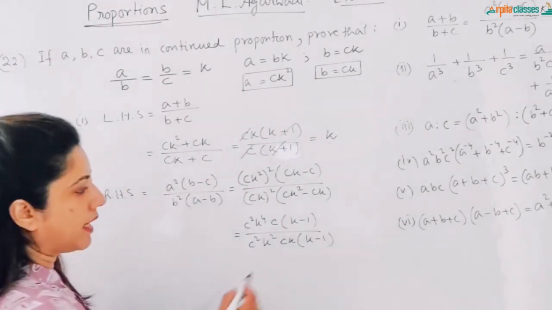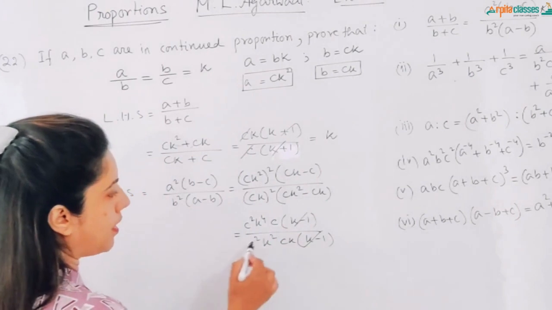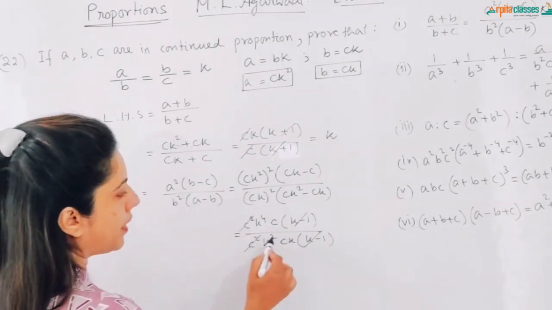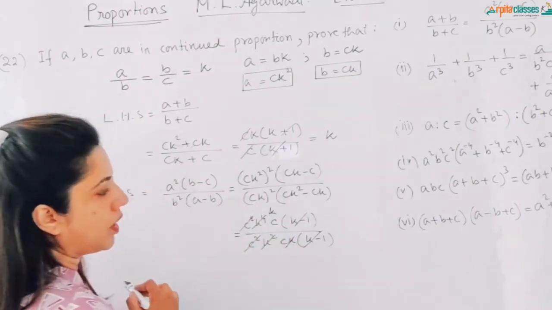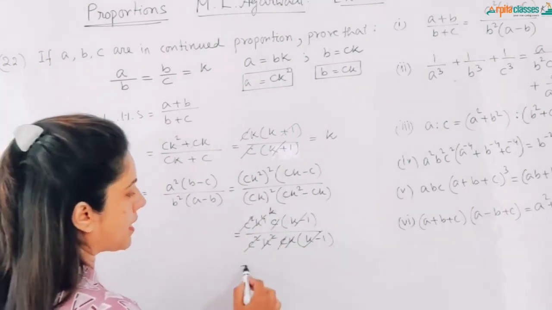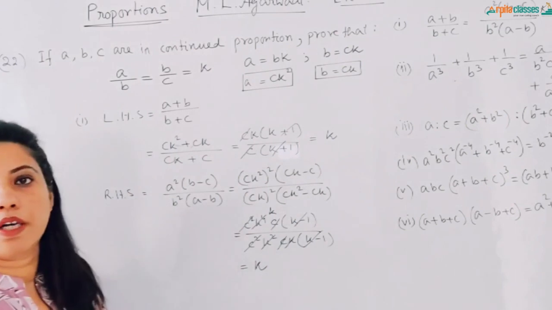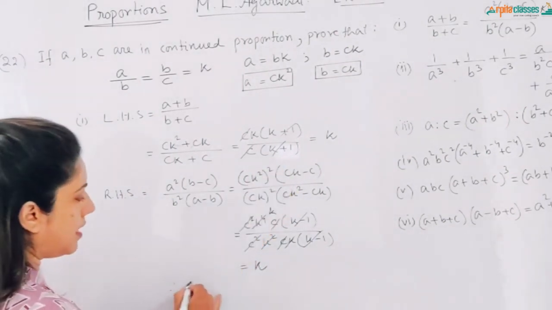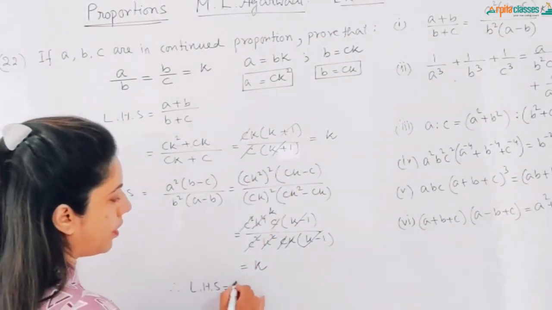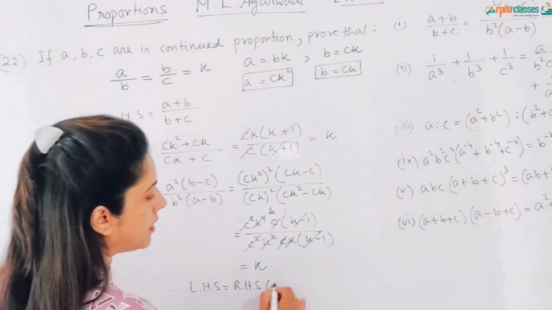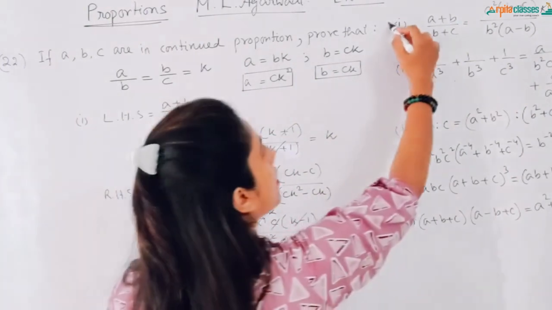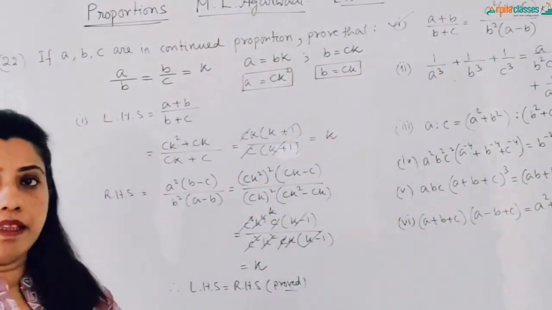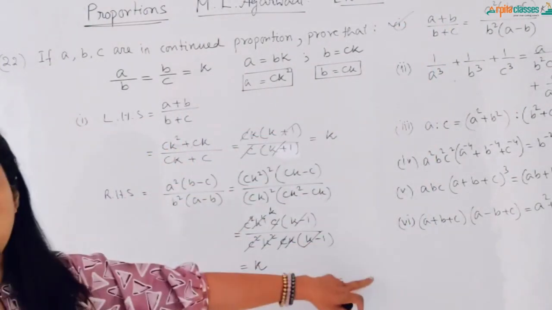Now let us see what is getting cancelled. K minus 1 cancels, C square cancels. Here K square and K cube, and this is K, so K will be remaining in the numerator, and C also gets cancelled, so we are getting only K. So we can see left hand side is equal to right hand side, that is proved. So we proved the first sub-question. Basically this method only we have to use for the rest of the sums also.